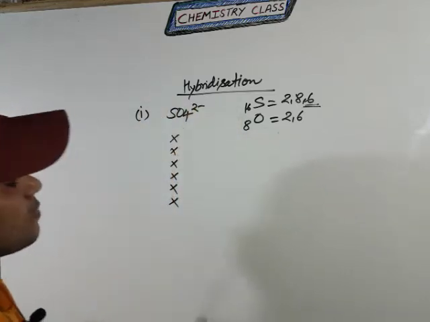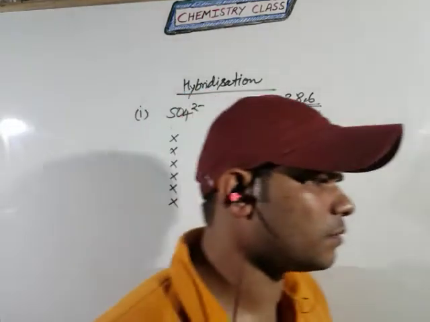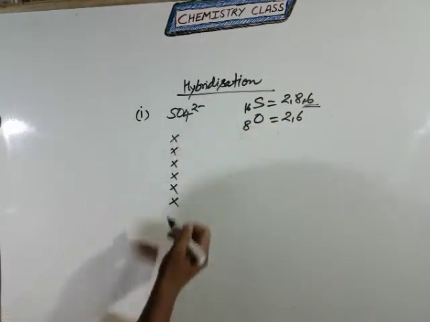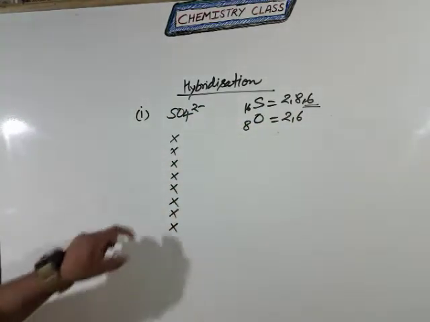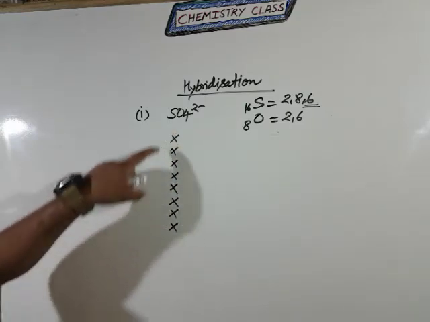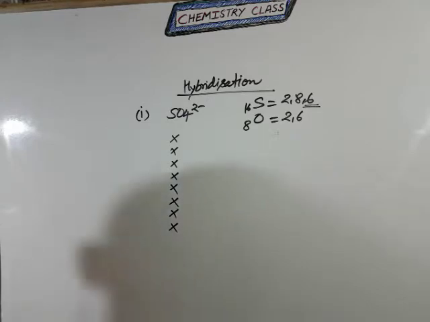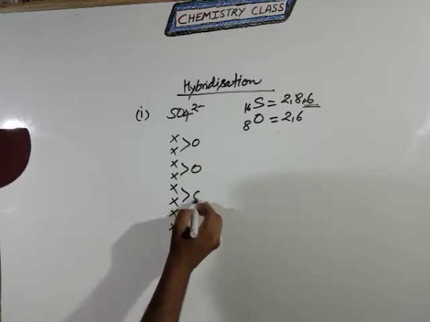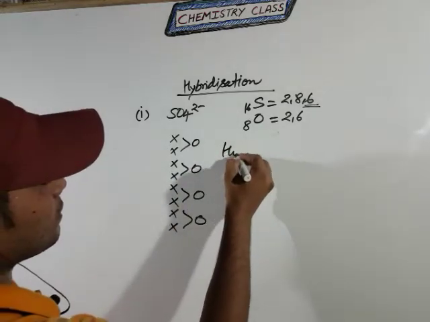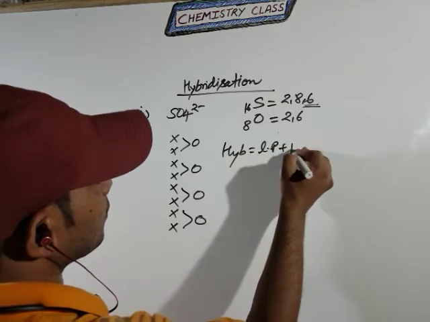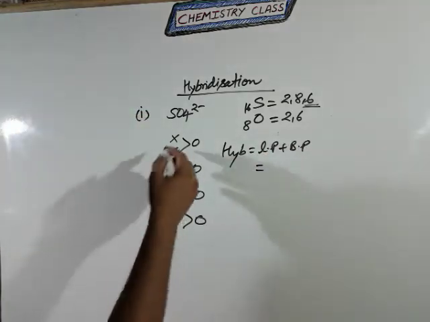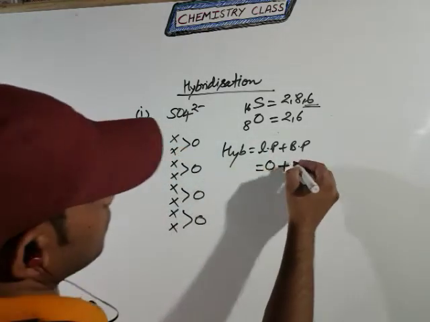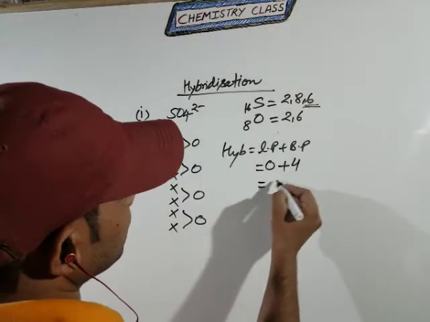If there is a charge, the charge is also counted based on the central atom. So minus 2 means you add 2 extra electrons to the central atom. In this case, how many oxygens? 4, and each oxygen requires 2 electrons. Clear? So hybridization equals lone pair plus bond pair. How many lone pairs? No free electrons, so lone pair is 0. And how many bond pairs? 4 bonds is the maximum, so bond pair is 4. 4 plus 0 means 4.